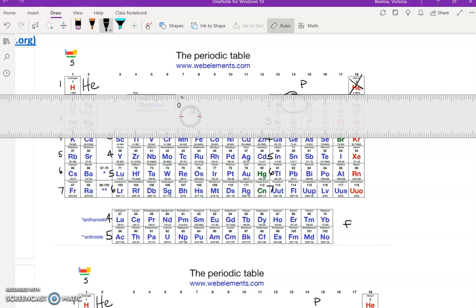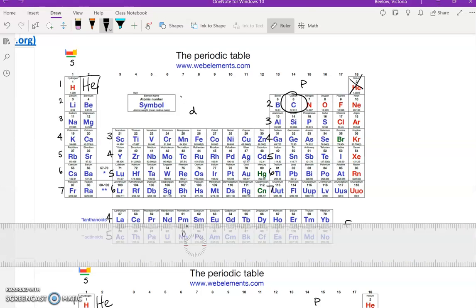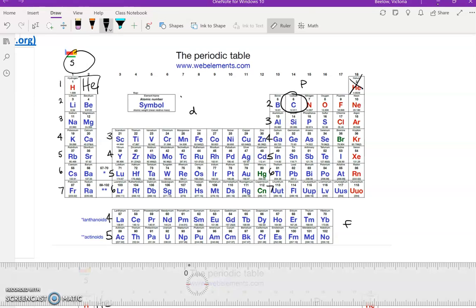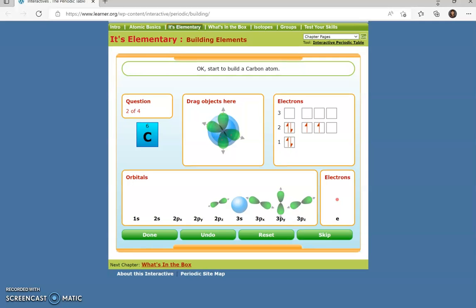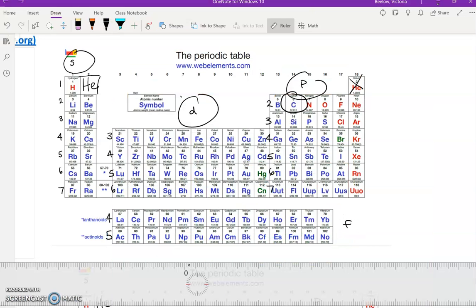So you're going to notice that helium is moved over here. And that's because helium has an s orbital. So you can see all the letters: S, D, P, and F. Those are representing those different shapes. Obviously, we didn't see D or F in that example, which is okay.